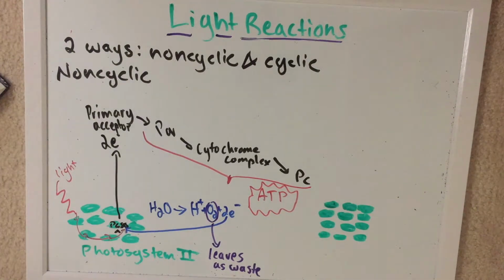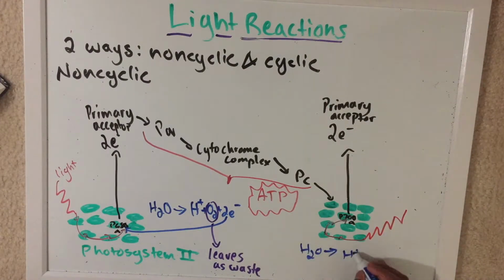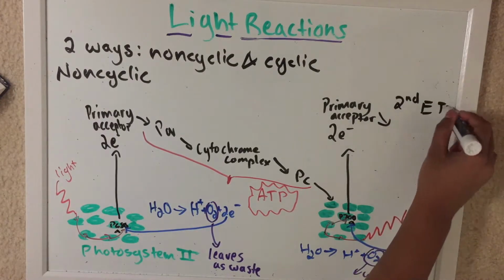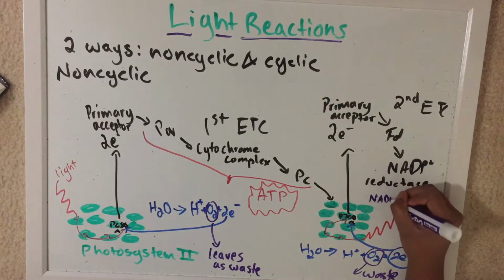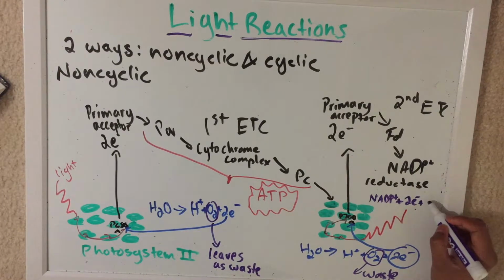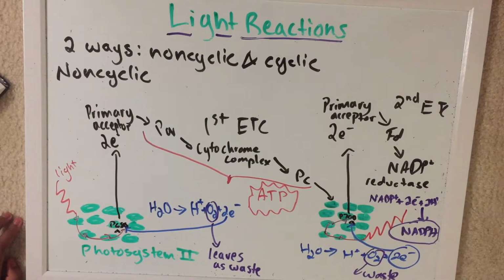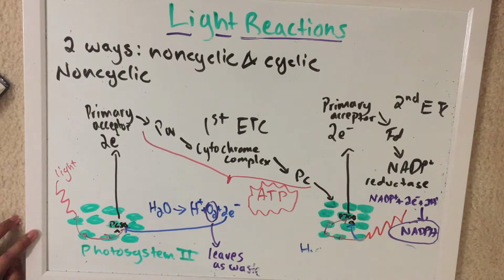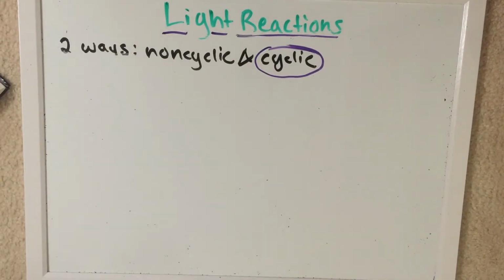After reaching photosystem 1, the same thing occurs. Light causes the electron to be carried by the primary acceptor. Water is split, and this electron replaces the reaction center, and oxygen leaves as a waste. The primary acceptor travels along a second transport chain, ending in NADP+ reductase, which creates the electron carrier NADPH. This is a long, complicated process, but light reactions can occur in a simple way through cyclic electron flow.